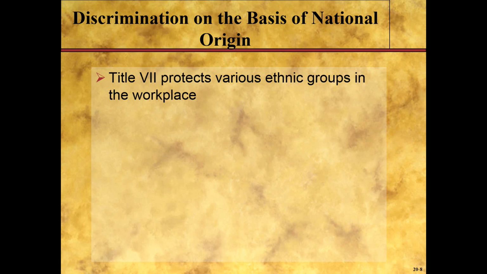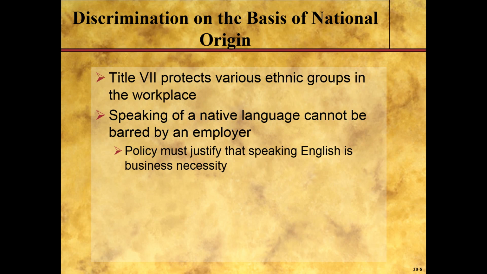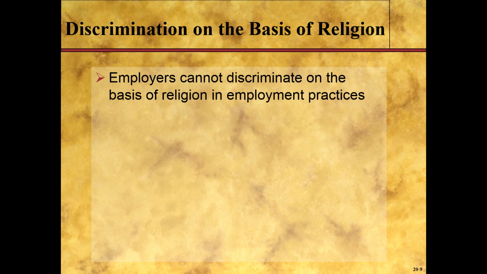Discrimination on the basis of national origin. Title VII protects various ethnic groups in the workplace. For example, speaking of a native language cannot be barred by an employer. So, for example, if an employer says employees cannot speak Spanish at our workplace during the workday, this may be discrimination on the basis of national origin. The only way that will work or be okay is if the employer can justify that speaking English is a business necessity. If it is not, this may be discrimination on the basis of national origin.